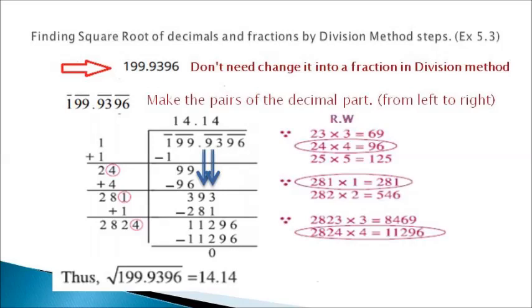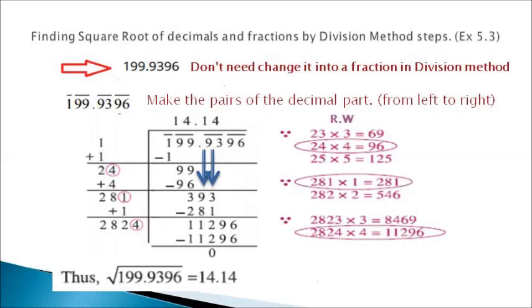Now look at this number. In the decimal part, the first pair is 96, the second pair is 93. Whereas in the whole number part, one pair is 99 and the last digit is left alone. It is not making a pair. We will start the division process now. Look at the first digit that we have to divide, that is 1. So obviously the only square that we can use here is 1. So our first divisor is 1.